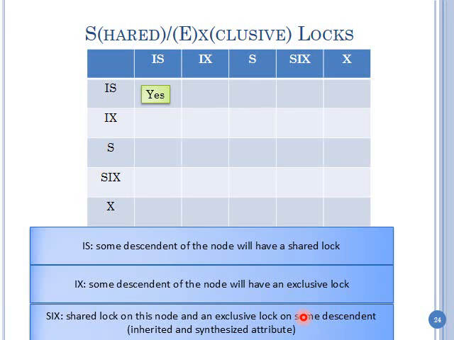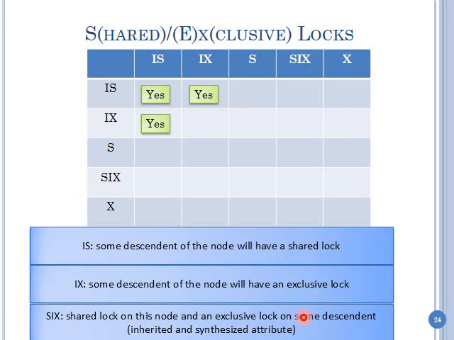So what you already have is an intention exclusive, and somebody wants to put an intention shared. Should they be allowed at that node? Yeah, we saw that last time. If they ultimately end up locking the same child, we'll detect it at that point. At this point, for all you know, they are going to be locking different nodes. So this is yes. For the same reason, this is yes too.